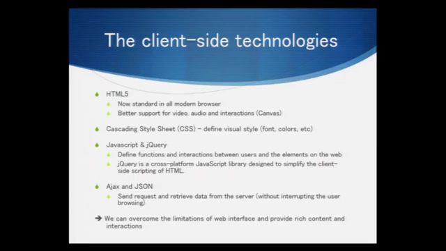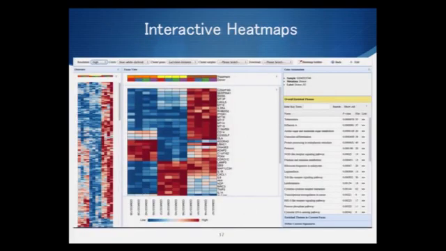Ajax JSON, which I mentioned before, is talking from the client browser to the server. We combine them, and we can really deliver core services. And this is an example, a heat map. On the left side, you have your millions of genes or metabolite peaks, and you can drag and cross, and you select to display in the center.